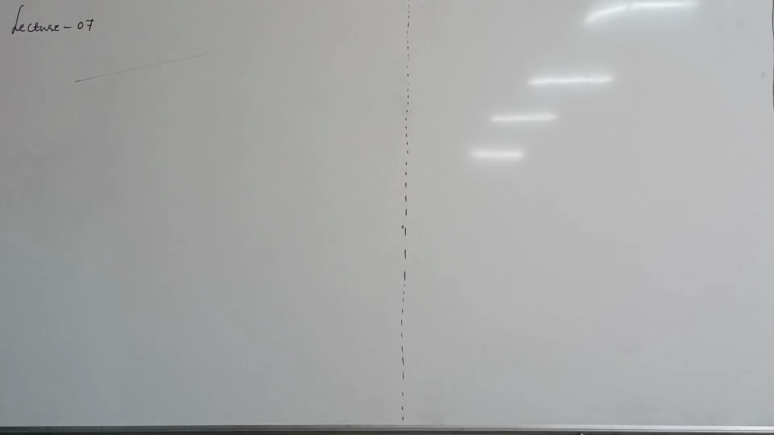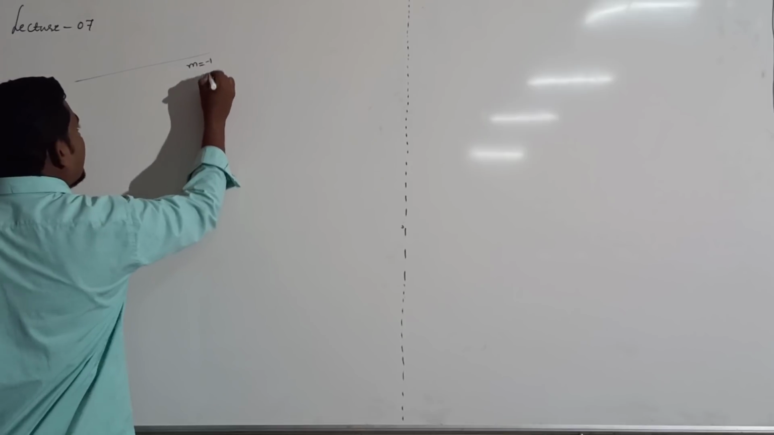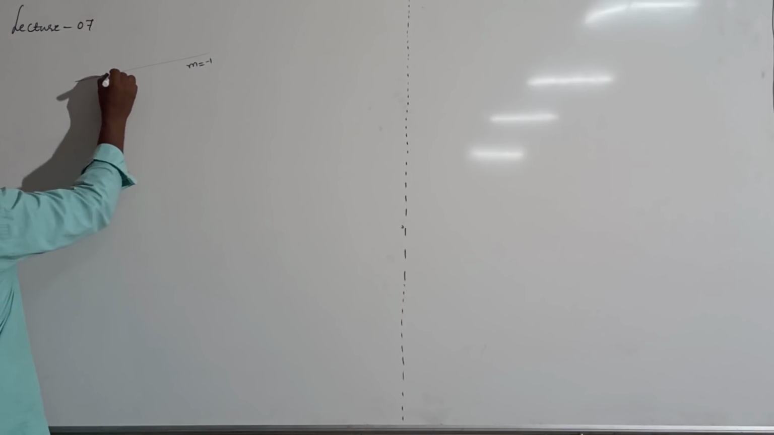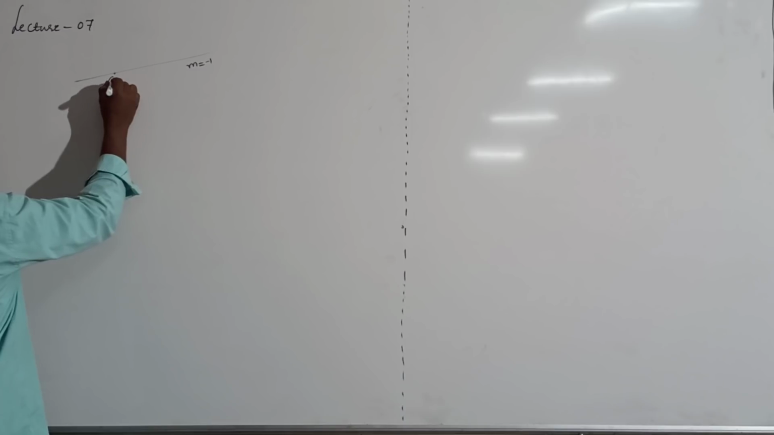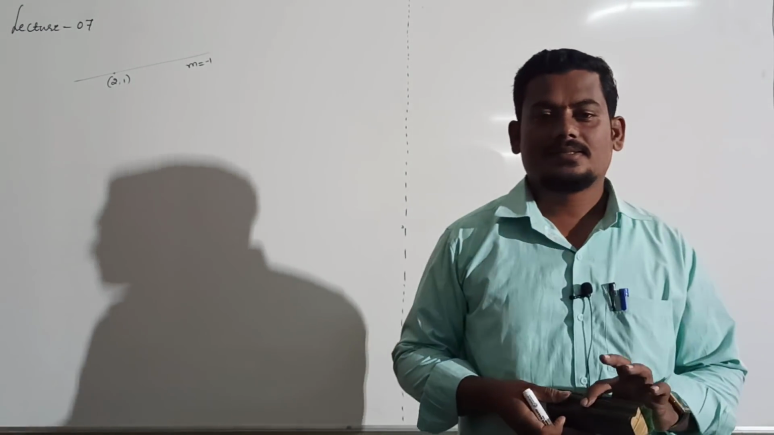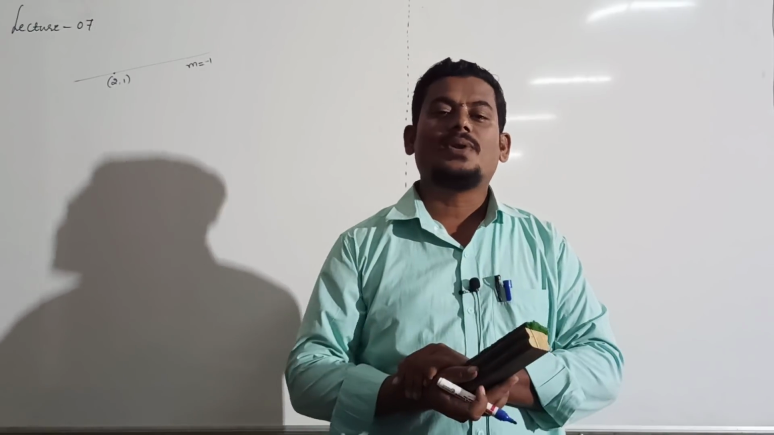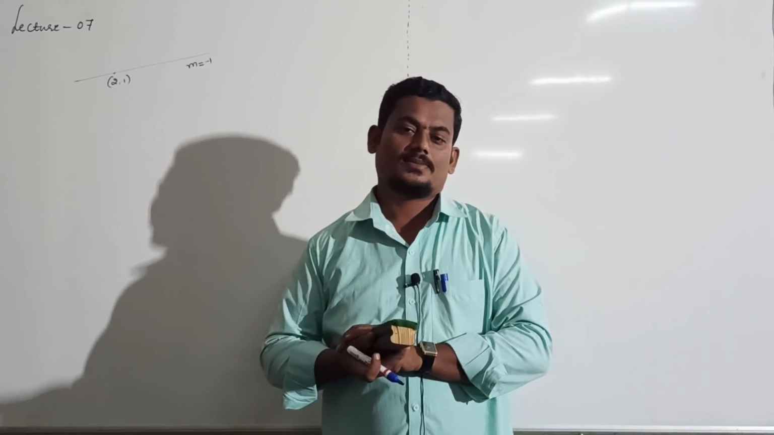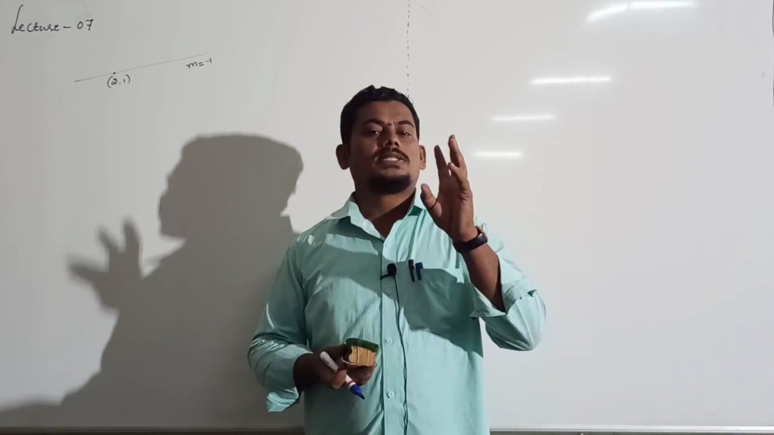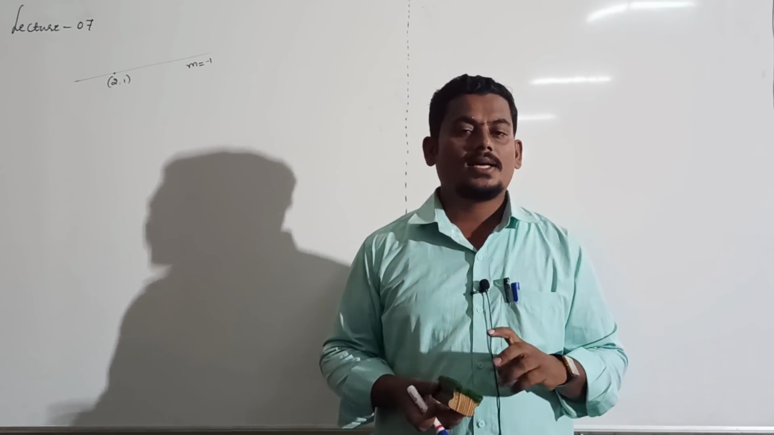Suppose this is our required line and its slope they have given minus 1, and our required line passing through the point 2 comma 1. Then which formula we have to apply? There are 5 forms. In that, which formula is applicable for this problem? Slope and 1 point they have given, means slope point formula.